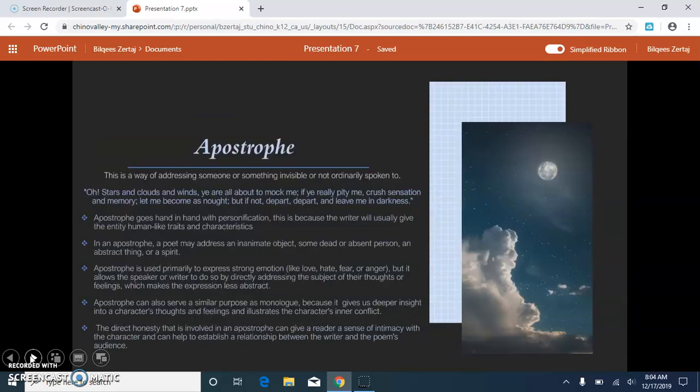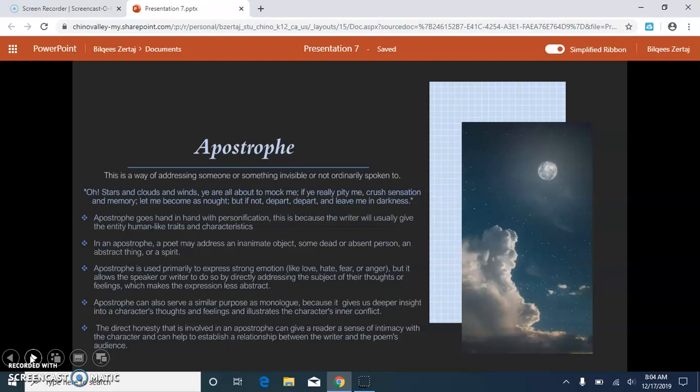An apostrophe. This is a way of addressing someone or something invisible or not ordinarily spoken to. An example is right there. "O stars and clouds and winds, ye are all about to mock me if ye really pity me. Crush sensation and memory. Let me become as naught, but if not, depart, depart, and leave me in darkness." An apostrophe goes hand in hand with personification. This is because the writer will usually give the entity human-like traits and characteristics.